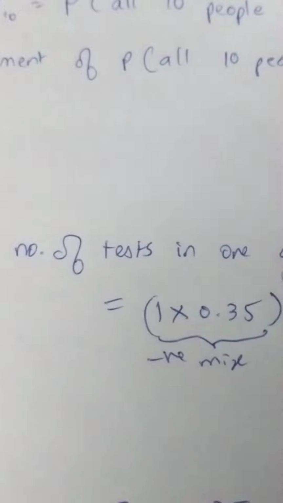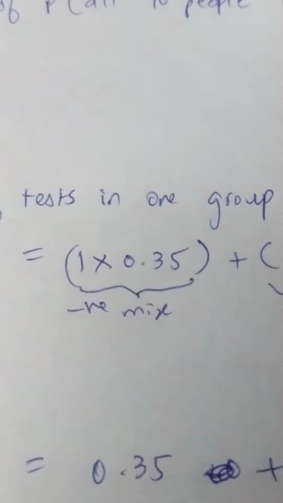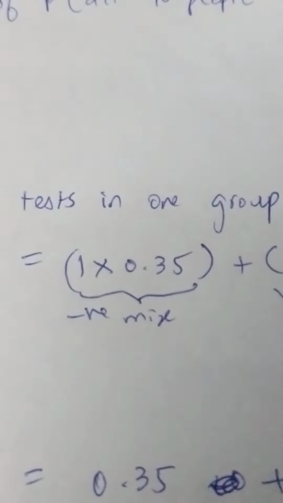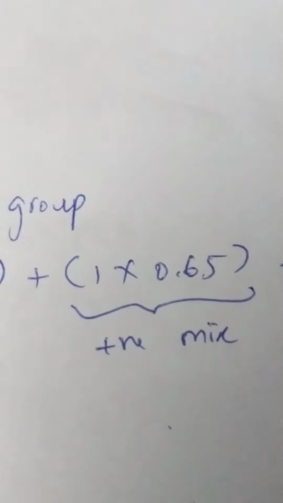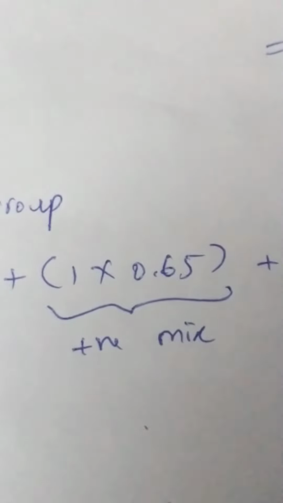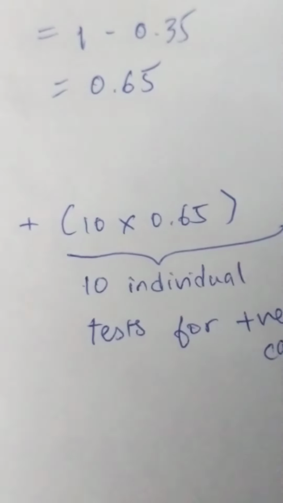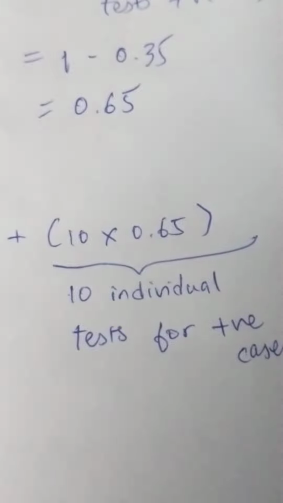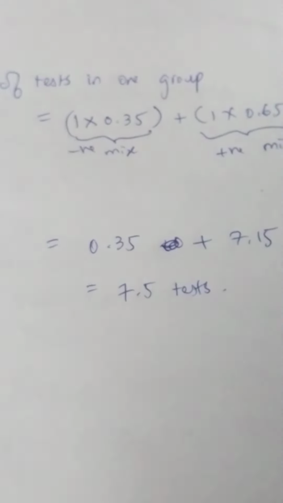So the average number of tests in one group would be 1 into 0.35, where 1 is the negative mixed test and 0.35 is the probability that all 10 have a negative test result, plus 1 into 0.65, where 1 is the positive mixed test and 0.65 is the probability that at least one out of the 10 people give a positive result, plus 10 into 0.65, where 10 is the 10 individual tests done for positive cases, and 0.65 is the probability that at least one out of the 10 test positive, which results in 7.5 tests.